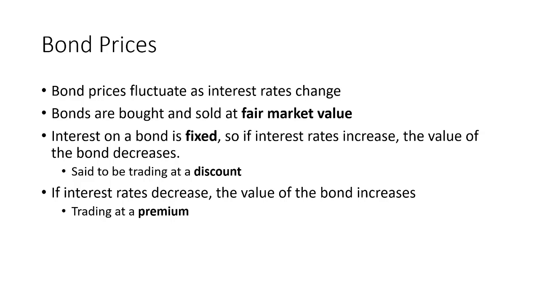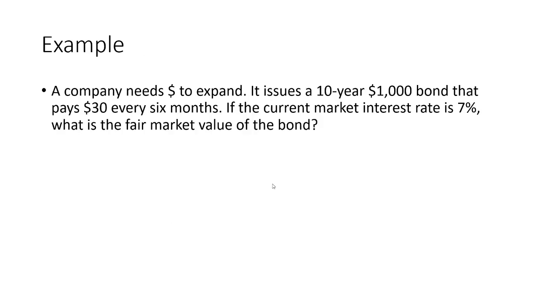If interest rates, on the other hand, decrease, in other words, if the bond has 5% interest and the interest rates when it matures are at 2%, the value of the bond increases. It's then trading at a premium. So we're going to be able to do a couple of things. We're going to be able to find the fair market value of a bond. We're going to be able to find what's called the implied interest rate of the bond. And we are going to determine if a bond is trading at a discount or trading at a premium.